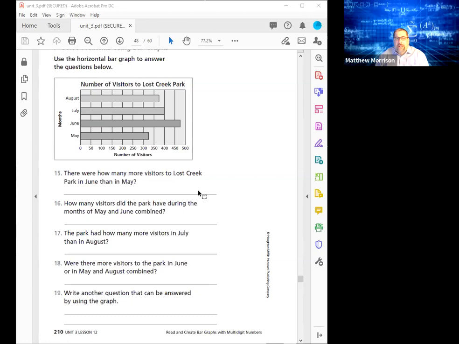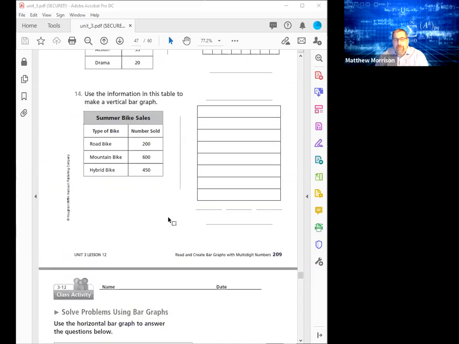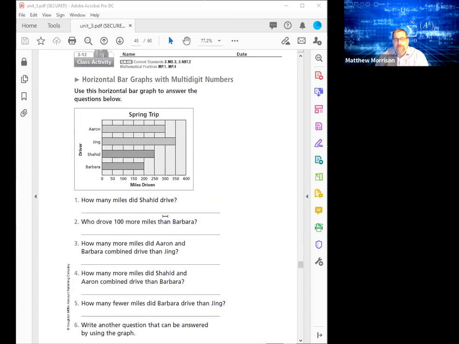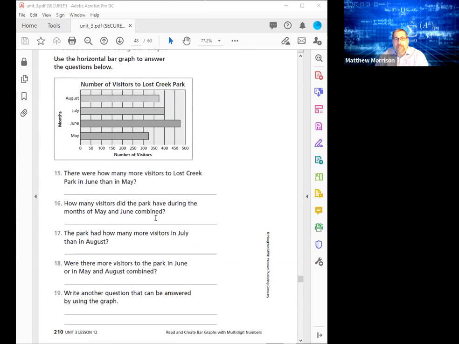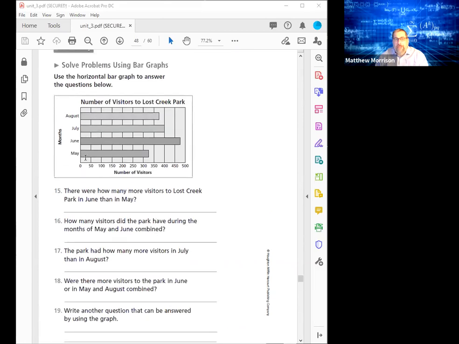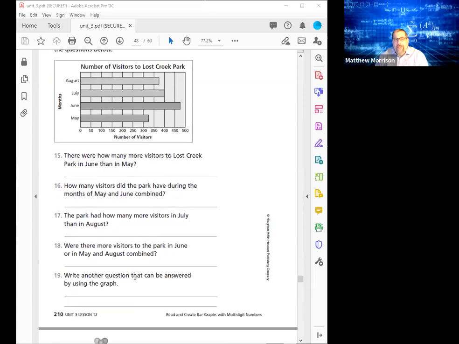Then we have our last page. So these are just bigger numbers, okay? And honestly, I believe you could do this. This is no different than the ones we did up here. Okay, that's basically exactly the same thing. Just a few more options, okay? Because we have August, July, June, and May. So we have four lines instead of only three, and the numbers go up to 450.